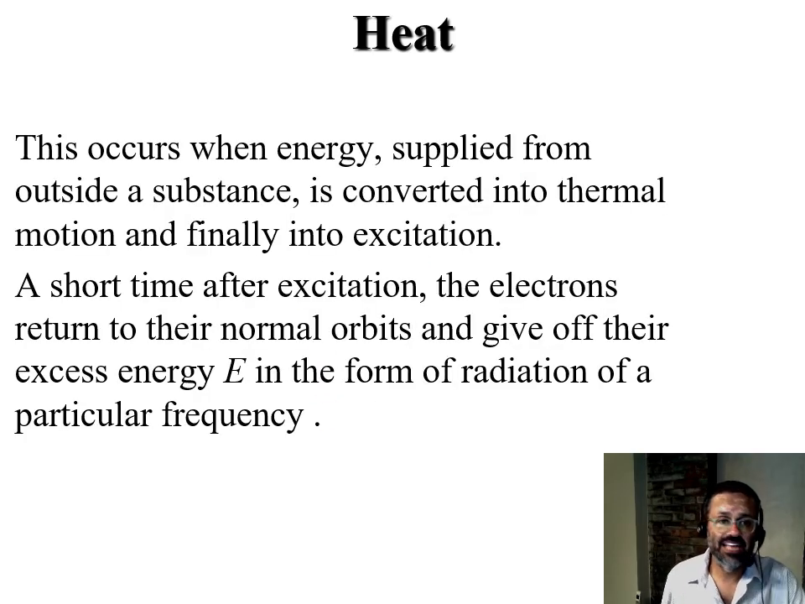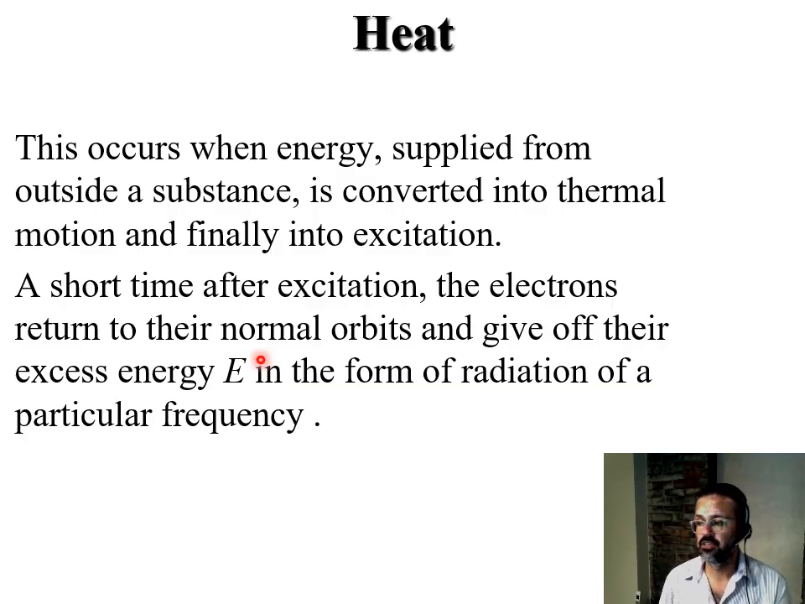So when does this happen? This happens when energy that's supplied from outside a substance is converted into thermal motion and then finally into excitation. A short time after excitation, the electrons return to their normal orbits and give off their excess energy, the capital E, in the form of radiation of a particular frequency.